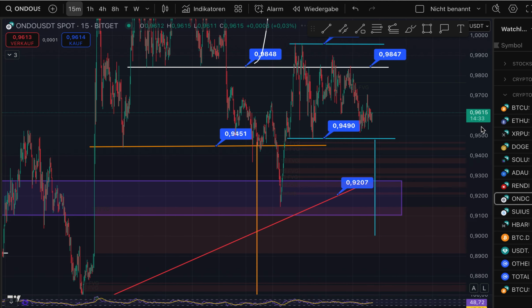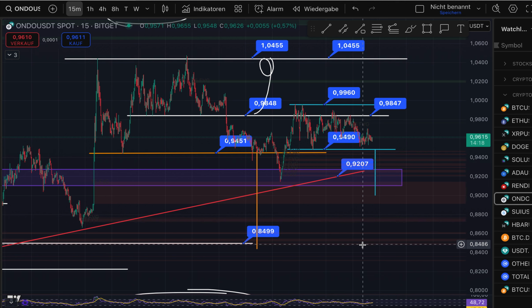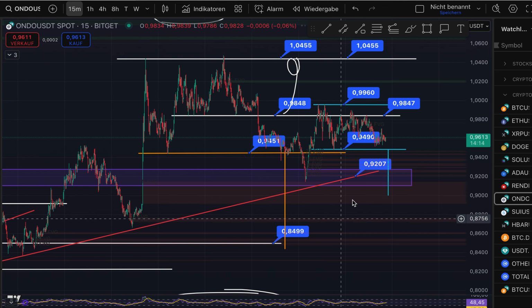But also keep in mind, we also have here a possible double top pattern, which already broke to the downside, but the retest failed. If we get here the follow through down to 90 cents, then I think we can even drop down to 85 cents. So I would be careful with that. I would also keep that in mind.